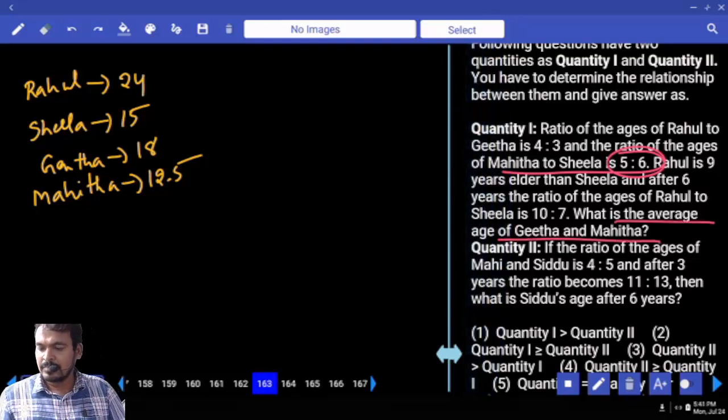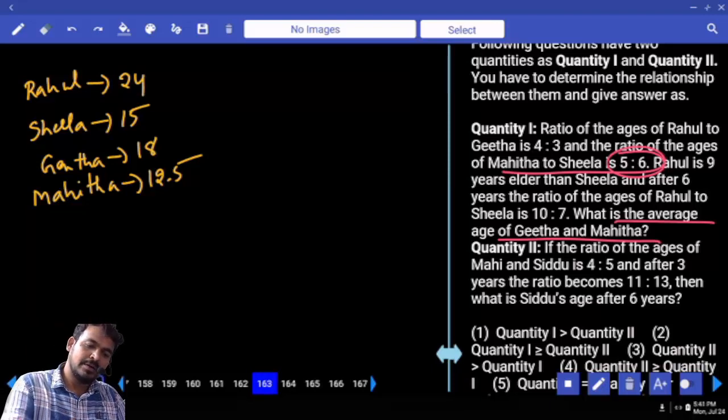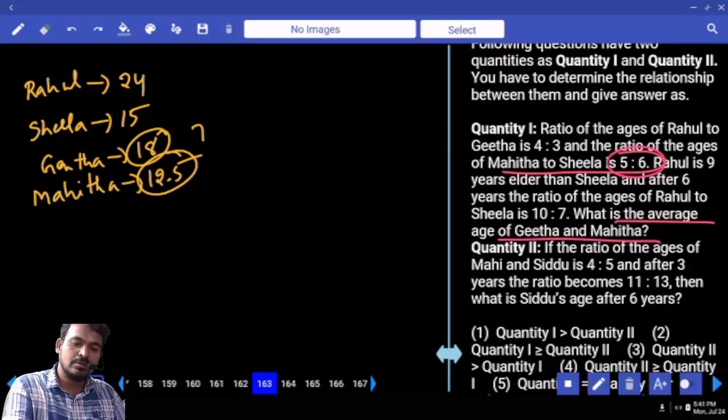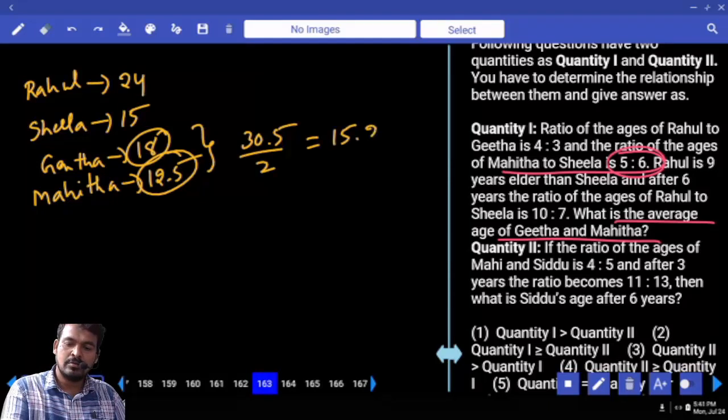What is the question? Average of Geeta and Mahita. Geeta and Mahita means 18 and 12.5. How much? 30.5. Average means divide by 2. 15.25.